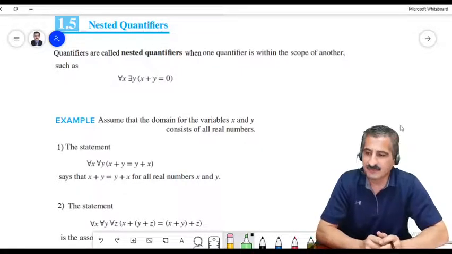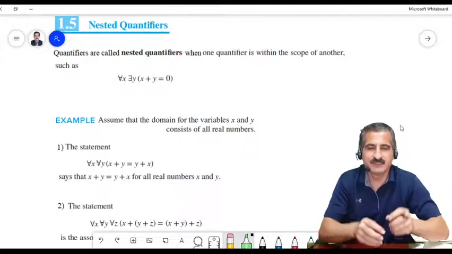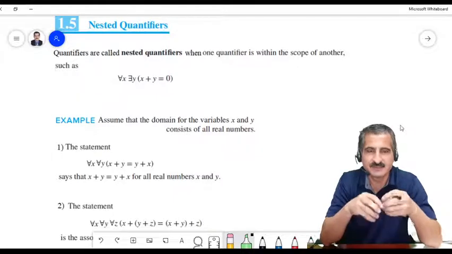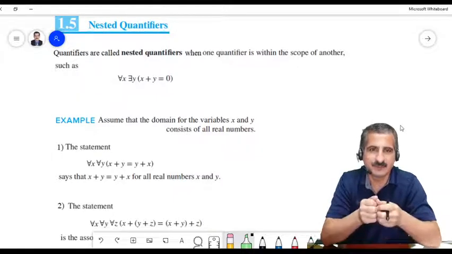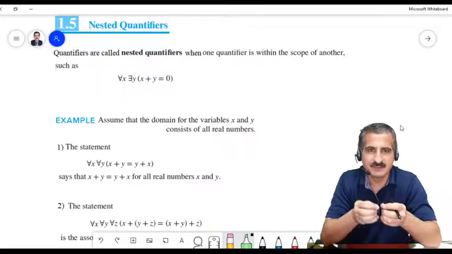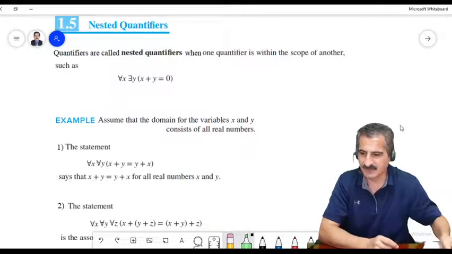Nested quantifiers. We will say that whenever there is a quantifier inside the scope of another quantifier. To make this clear, let us look at the following example.